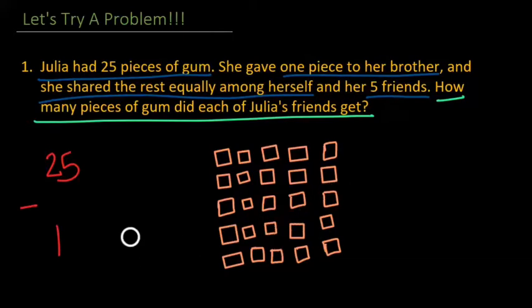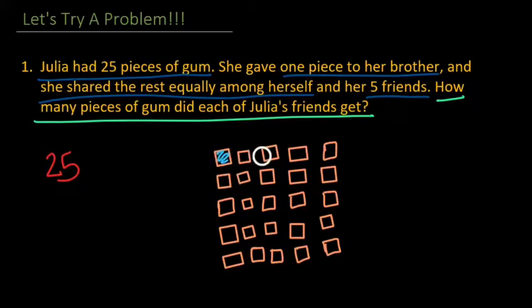No one's perfect. But anyway, if you're wondering why we're subtracting 1 from 25, it's because Julia had 25 pieces of gum, and I have 25 pieces of gum drawn out here. And she gave one piece to her brother. So out of these 25, one of them was taken away because she gave it to her brother. I'm going to color it in. This one was given to her brother, so it's no longer there.